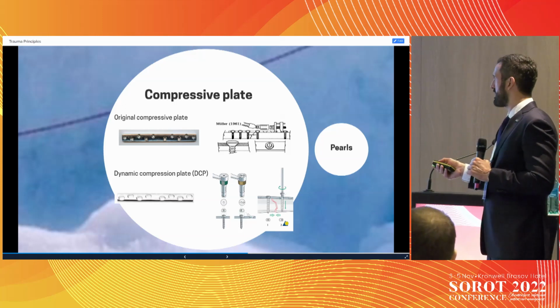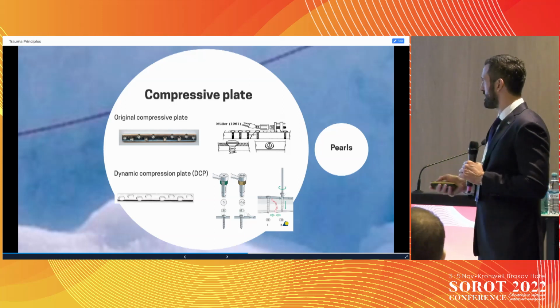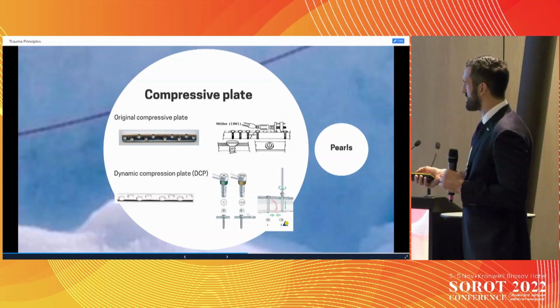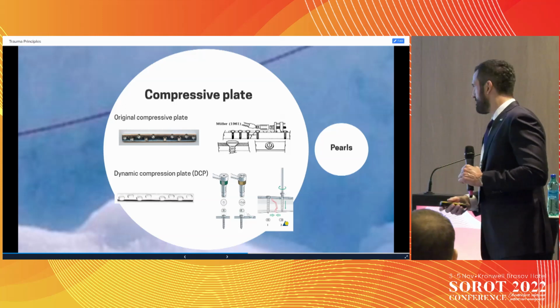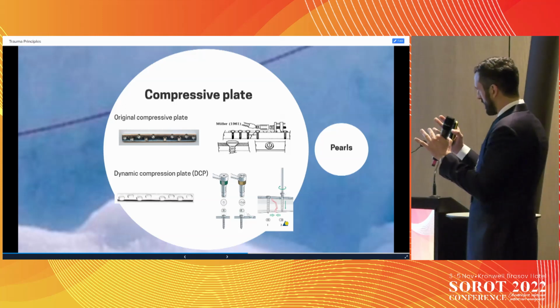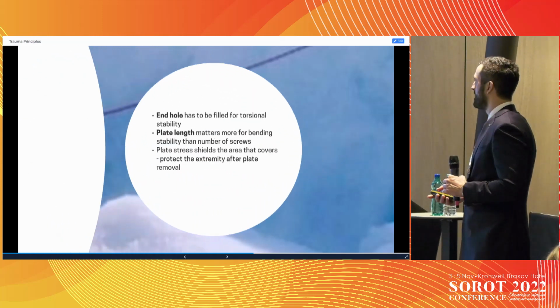Original compressive plate was done with a compression device. Of course, now we use the DCP, dynamic compression plate, where we put the eccentrical screws and we get some compression there.